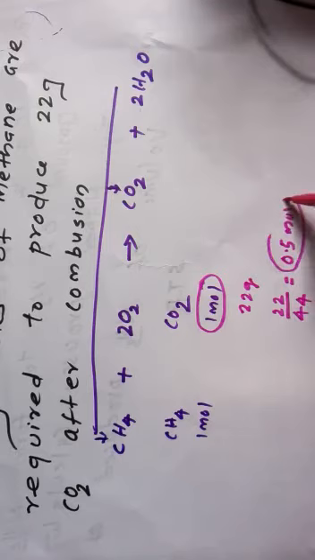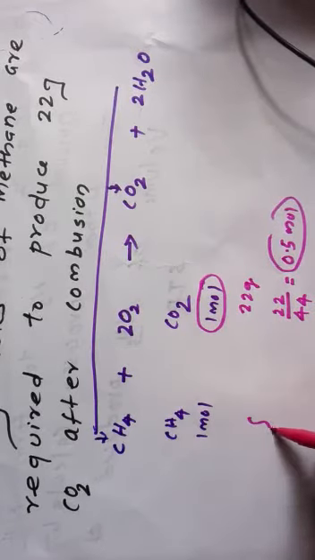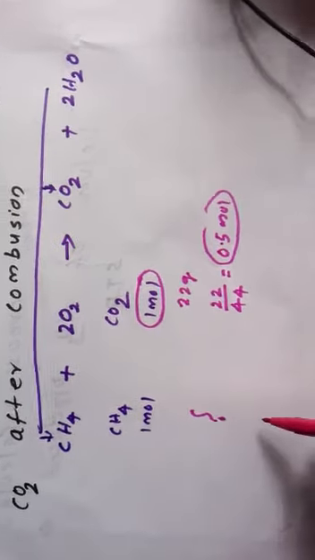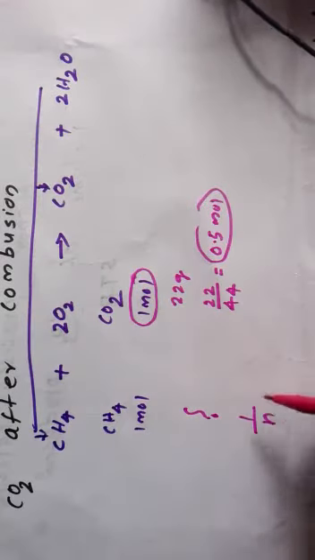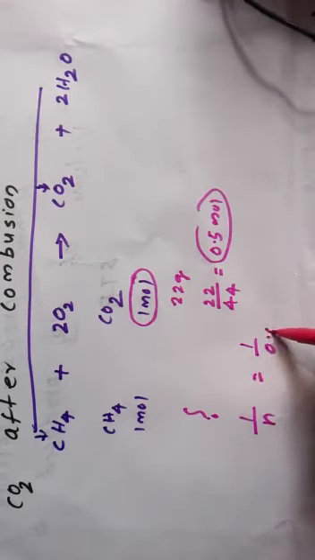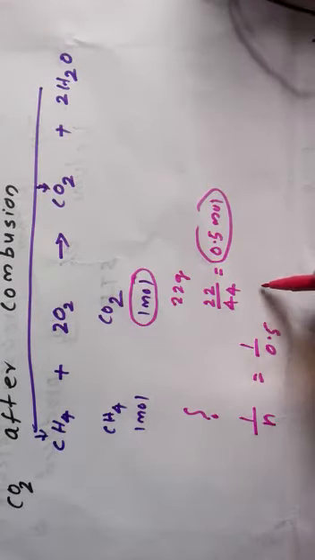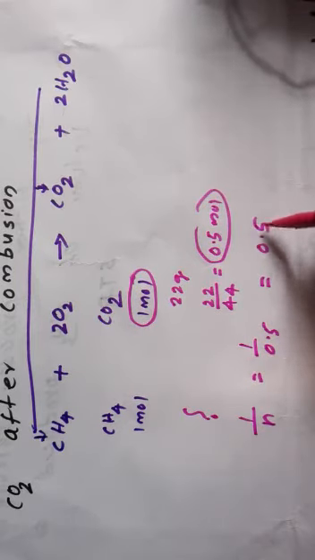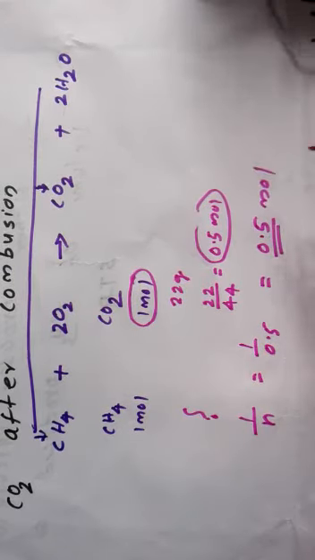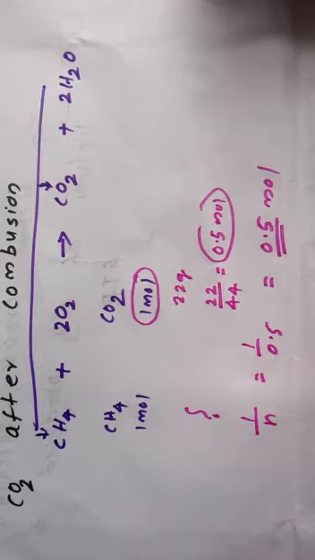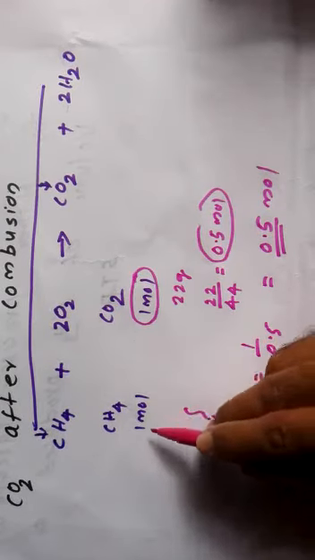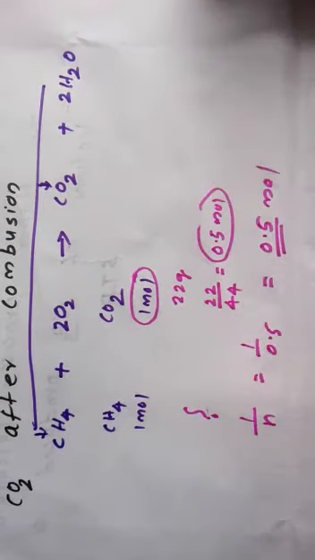1.5 mole. This how many moles? Okay. Therefore, make an equation. 1 by n is equal to 1 by 0.5. The answer is 0.5 mole. Okay, we are making an equation between these two and this is 2. Now let us go to another question.